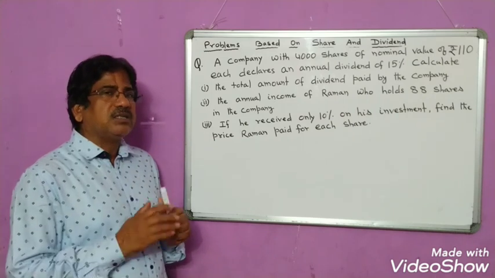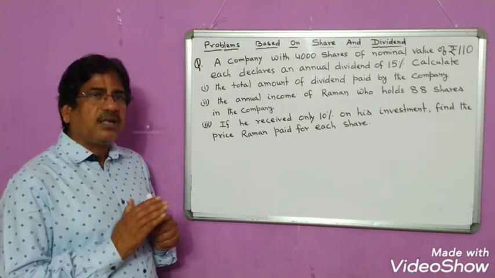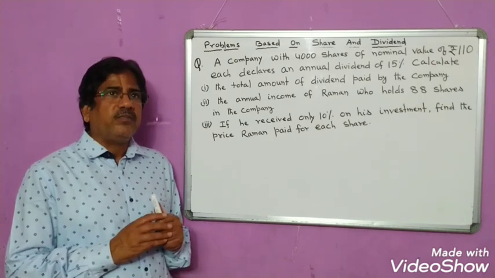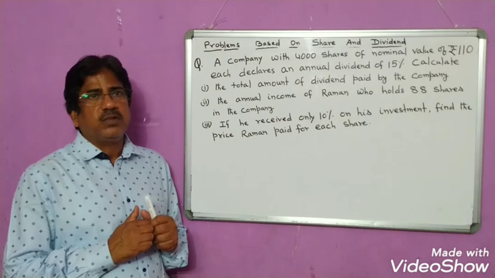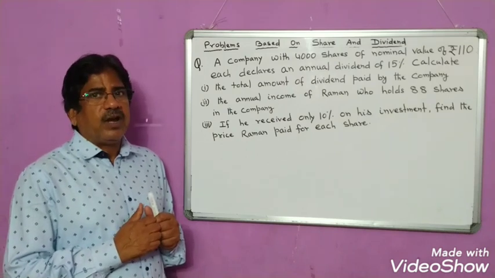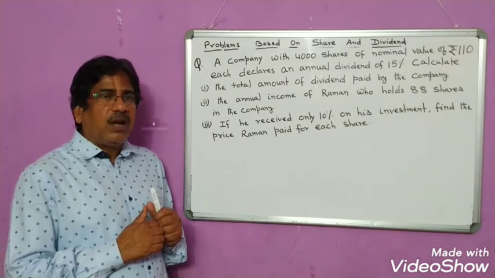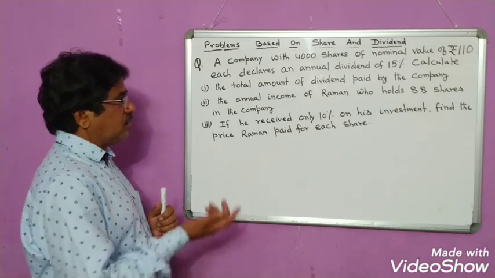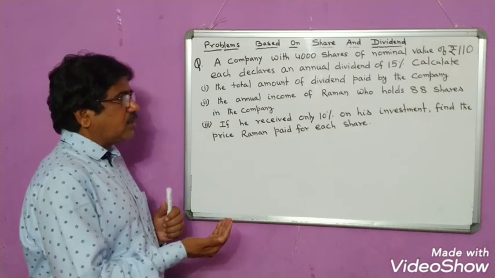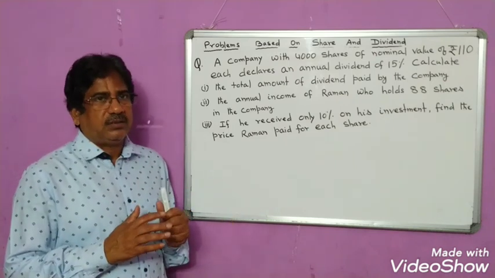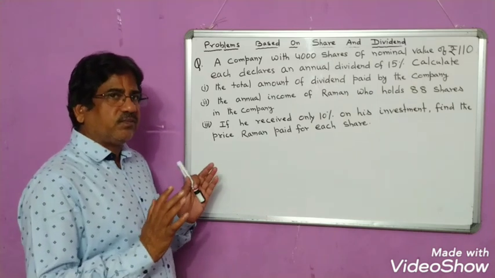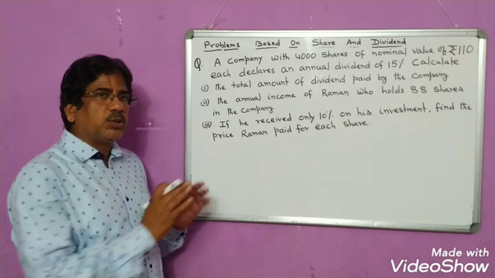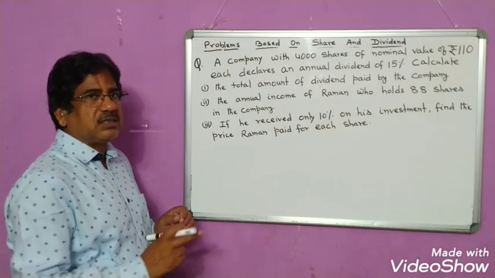So from this question it is clear that Raman has not purchased the share directly from the company, but he has purchased the share from the market. That's why in the third part of the question it is asked to find out the price paid for each share by Raman. And for that, the 10% is the percentage return which he has obtained. So this we will discuss. Now let us try to find out the solution. So now let us discuss its solution.